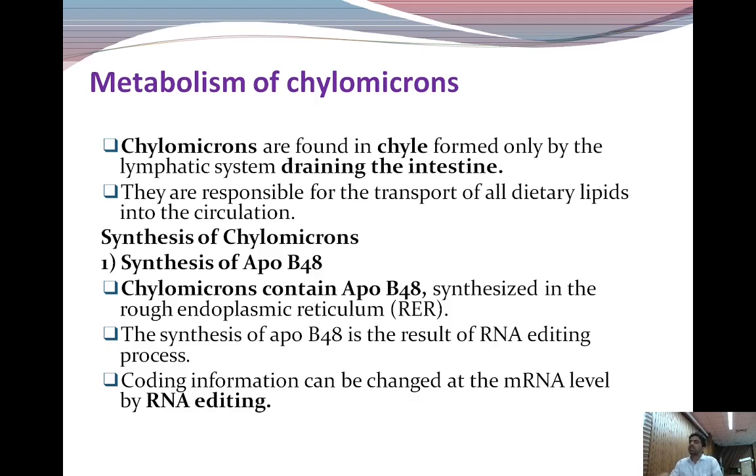But in ApoB100, the full mRNA is translated. Translation is basically the formation of the protein from mRNA. So when ApoB100 is formed, the full mRNA is translated to ApoB100, and that happens in the liver. But in the intestine, what happens? This mRNA, which codes for ApoB100, undergoes editing at the 48% point. Once 48% of the amino acids have been added, editing of the mRNA happens and the translation stops because of the insertion of a stop codon. So full B100 is not formed, only B48 is formed.